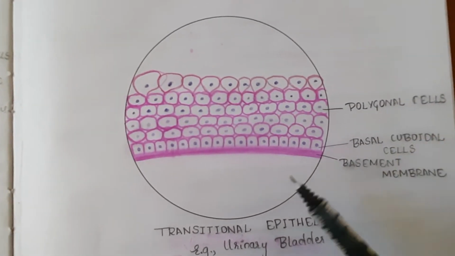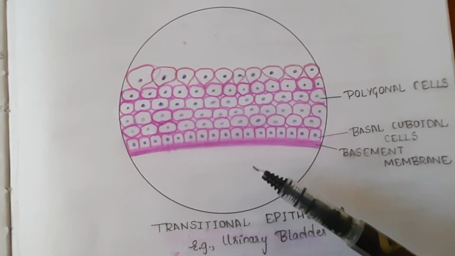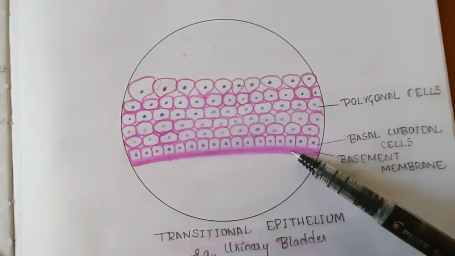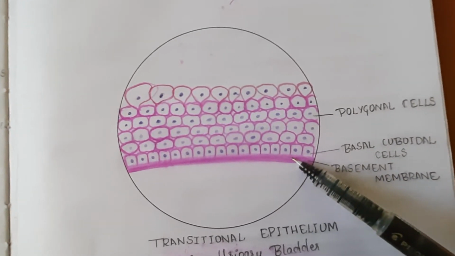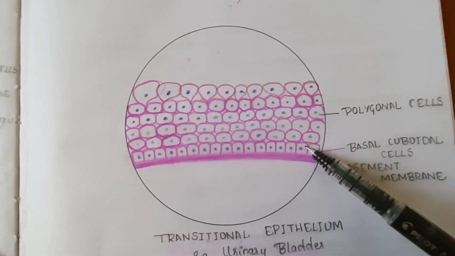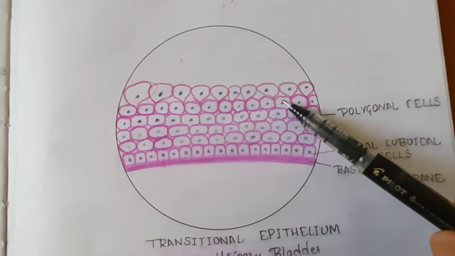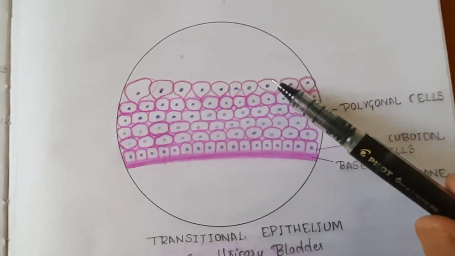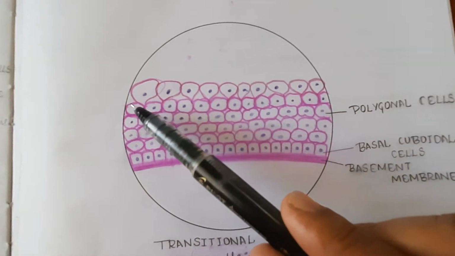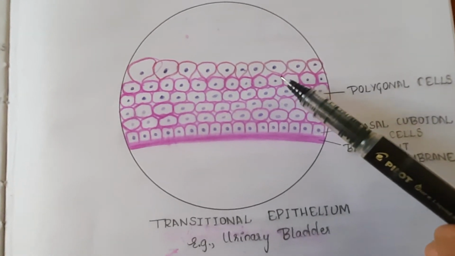This is the transitional epithelium. Transitional epithelium is also called the urinary epithelium, especially in the urinary bladder. This mechanism we can see very clearly. Here there is one layer of basement membrane. Above that there is a single layer of basal cuboidal cells. Above that there are many polygonal cells, and above that you can find the umbrella shaped cells. These are present in the urinary bladder.